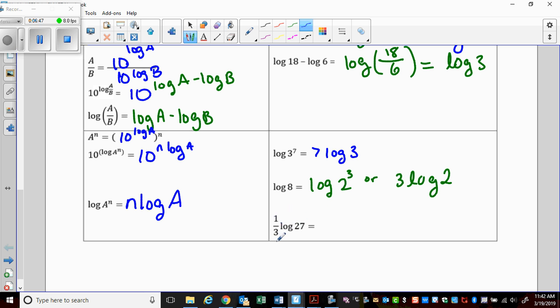One-third, we can actually do the opposite and make it an exponent. So this can be written as log of 27 to the 1/3. This can be an exponent, which is, remember, a cube root. Anything with a fraction in the exponent is going to be a root. So let's look at this. This is log of the cube root of 27, which is 3. So this is going to be still log of 3.